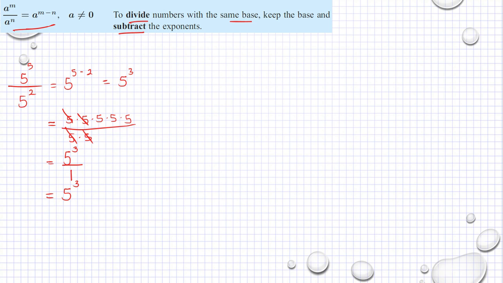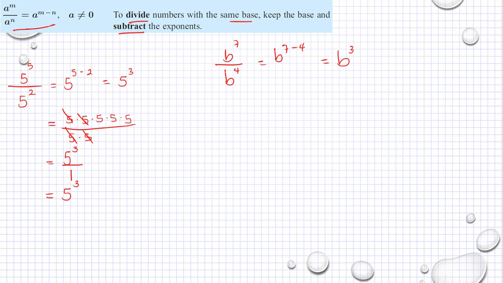Okay, so to show it in an algebraic way, we have, for example, b raised to 7 divided by b raised to 4. Then we have b raised to 7 minus 4. Then we have b raised to 3.